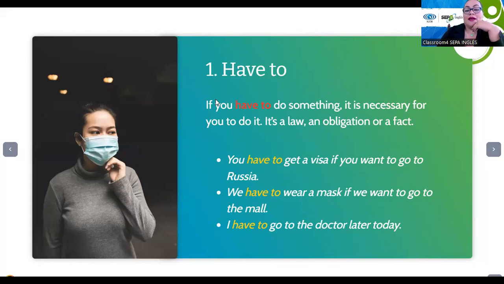And then I have to go to the doctor later today. I need to go to the doctor because I feel ill, I don't feel well, and maybe I need to control my sickness. I don't know. But it is a kind of necessity that you have, okay?